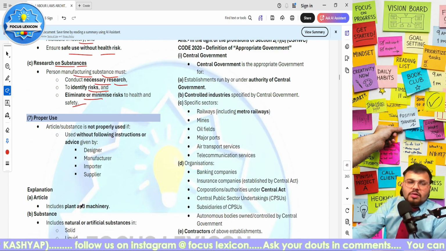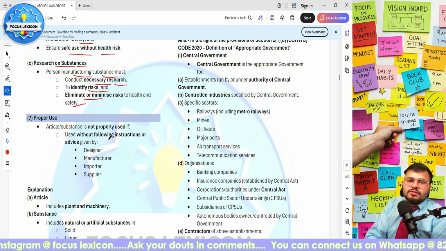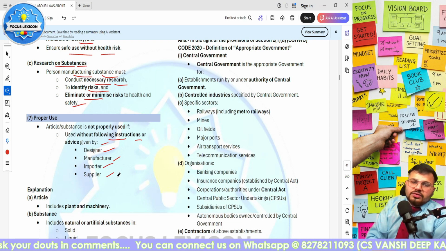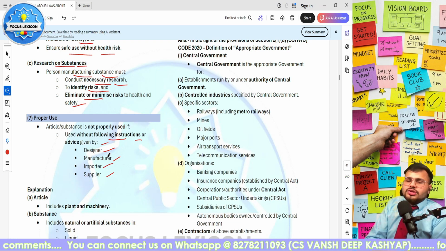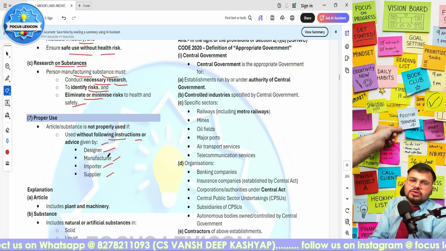Next is proper use. An article or substance is not properly used if used without following instructions or advice given by the designer, manufacturer, importer or supplier. So you have to follow their instructions. You have to make sure that your workers are following the instructions given by the designers, manufacturers, importers or suppliers.